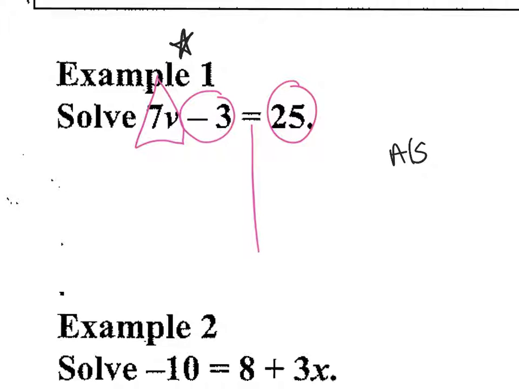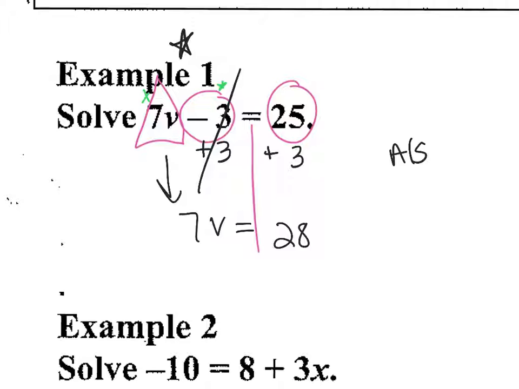Okay, so I can't move the 7 because there's no variable over here. What about the 3? Can I move 3? Yes. Yeah, it's a circle. It'll combine with 25. So what's the opposite of minus 3? So I'm going to add 3 to get rid of it and add 3 on the other side. So 25 plus 3 gives me 28. And I'm going to bring down 7v. So my first step, I added.